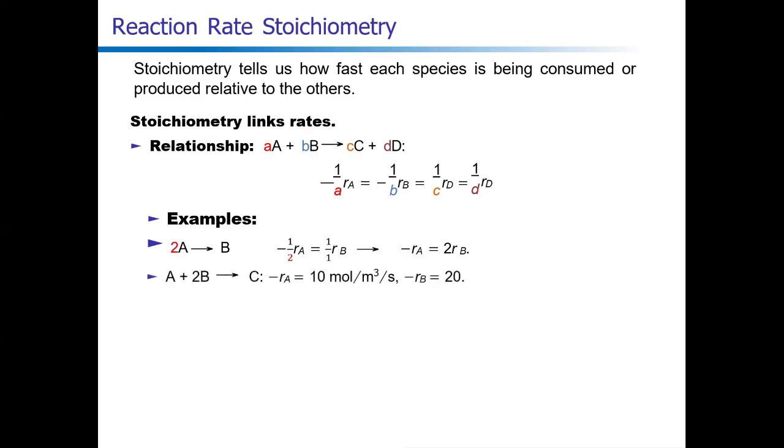Here's another example where A plus 2B goes to C. If we're told the rate of A disappearing is 10 moles per meter cubed per second, then the rate of B disappearing is 20 moles per meter cubed per second, because it's used up twice as fast.